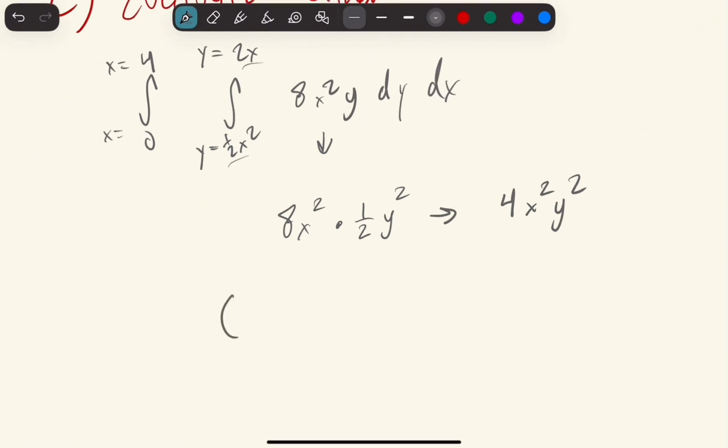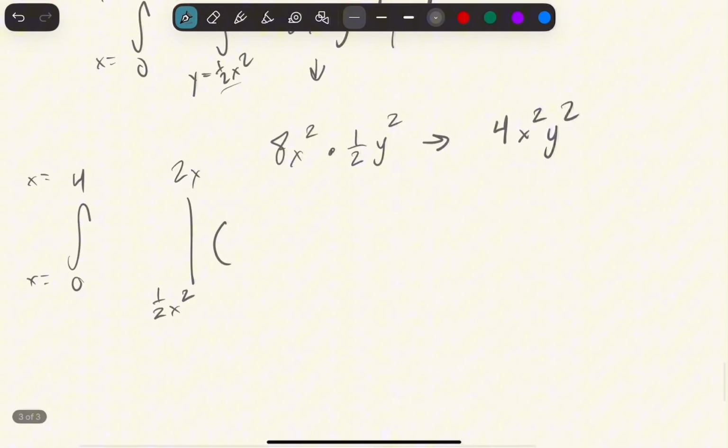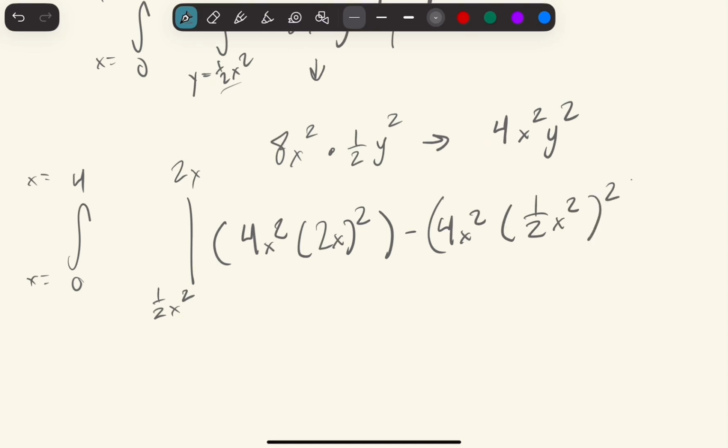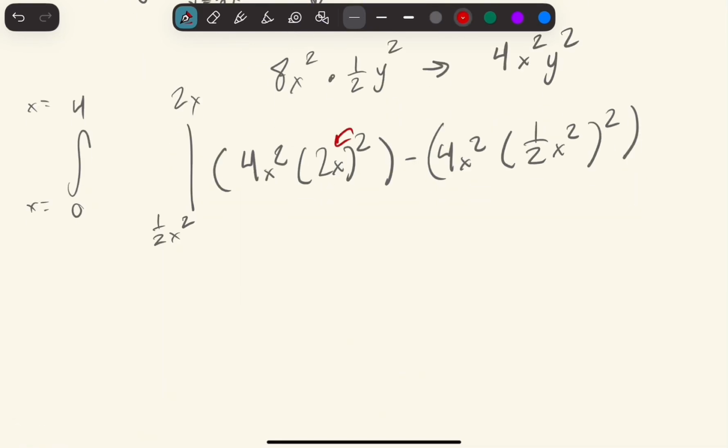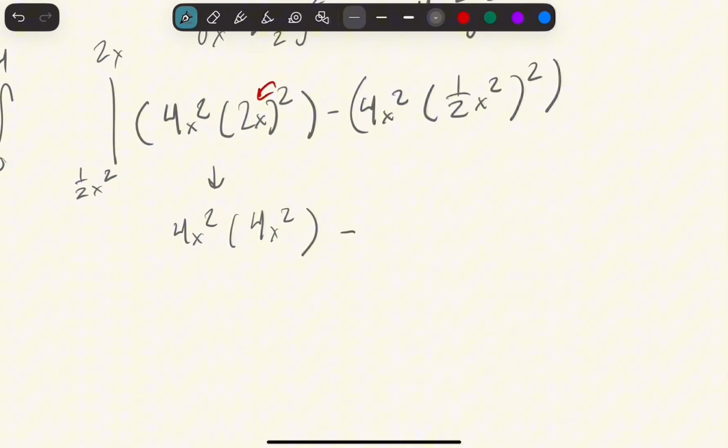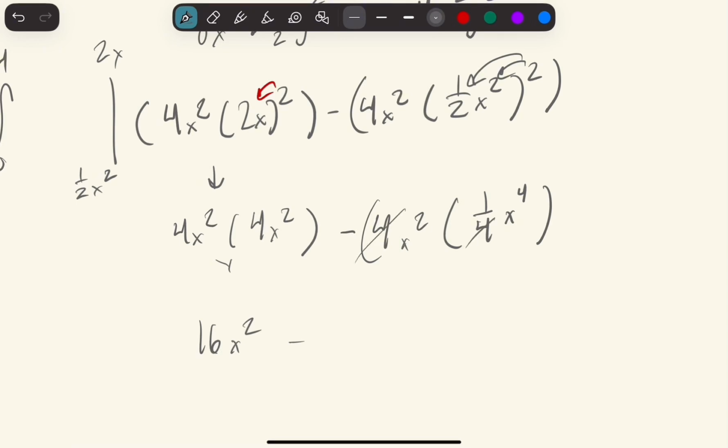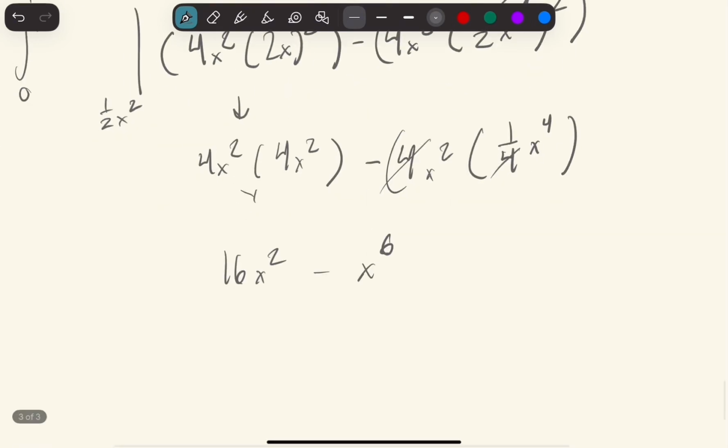I'll put this off to the side so we don't forget it. We're going to have 4x squared times 2x squared minus 4x squared times 1/2 x squared. We're just plugging these in. We multiply the 2 and the 4, and then the x becomes squared, so we get 4x squared times 4x squared. Minus, the square also goes here, so 4x squared times 1/4 x to the 4th power. Then we multiply this together, we see 16x squared minus, and then these cancel out. So we get, boom, 16x squared minus x to the 6th power.